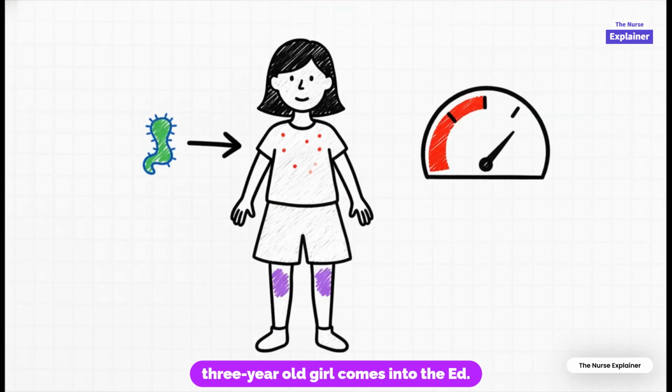Let's look at another triage scenario. A 3-year-old girl comes into the ED. Her dad says she's suddenly developed all these pinpoint red dots on her chest and huge purple bruises all over her shins. But here's the catch. There is absolutely no history of trauma. However, she did have a mild stomach bug about 2 weeks ago.